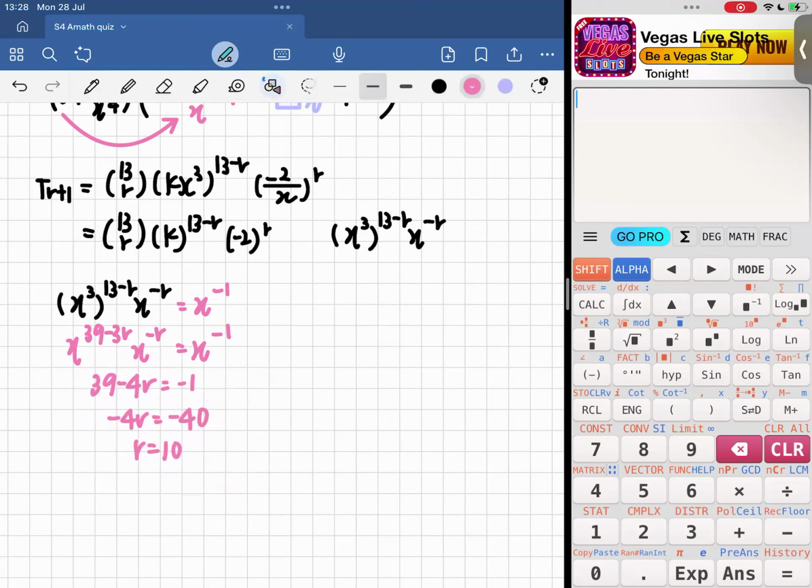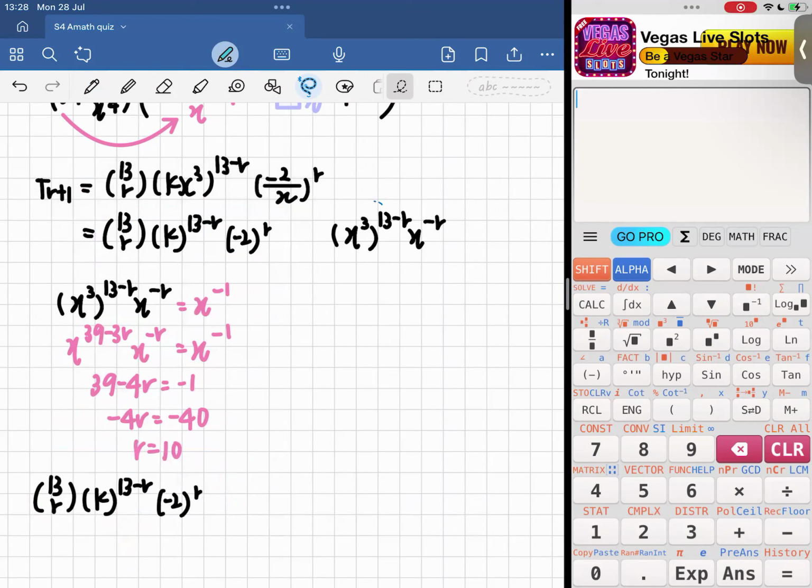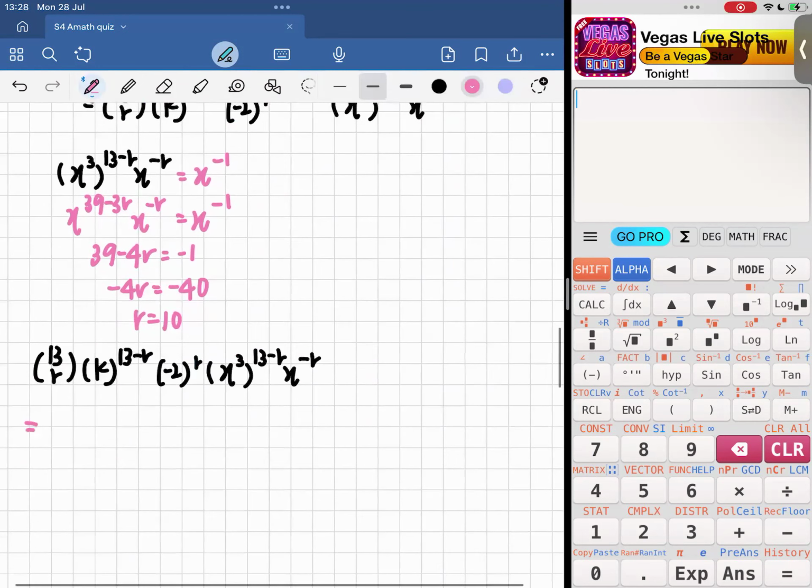So what I'm going to do is I need to substitute to find the coefficient. You can substitute the whole thing inside, I don't mind, then you get the whole term. So this one here, I just press calculator, can. 13 choose 10. Okay, so that's the first part. 13 choose 10. Then, never mind, I shall not be lazy. I shall set a good example.